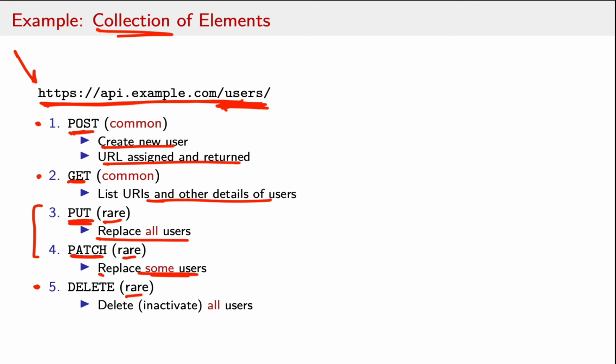Again, not super common in this case, because if we're going to say update a user, we're not going to talk about the collection of users. We're going to talk about a specific user. So it's going to be an element resource instead of a collection. And then finally, the delete, which is designed to remove resources. If we sent a delete request to the entire collection, it would be basically saying delete all of our users, which is probably a really bad idea from the point of view of the requirements for this system.